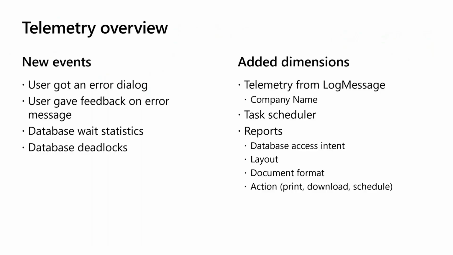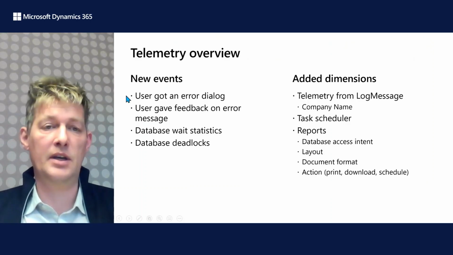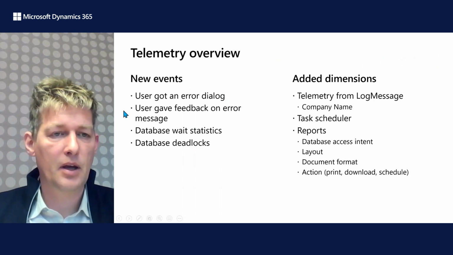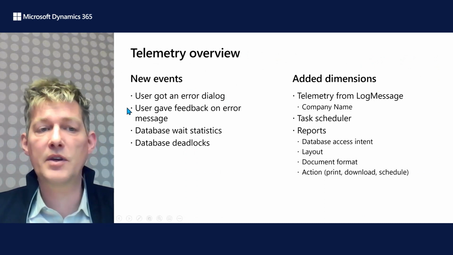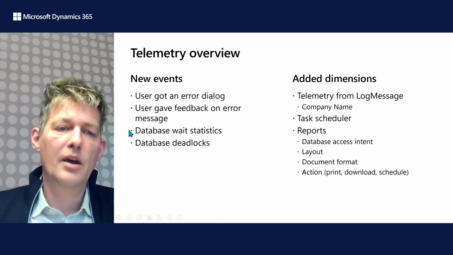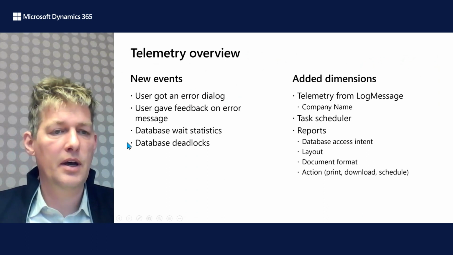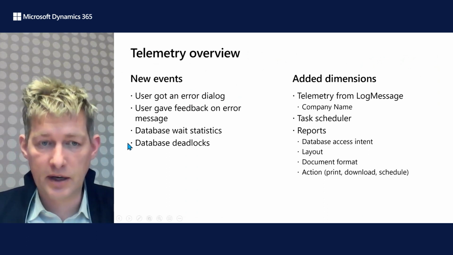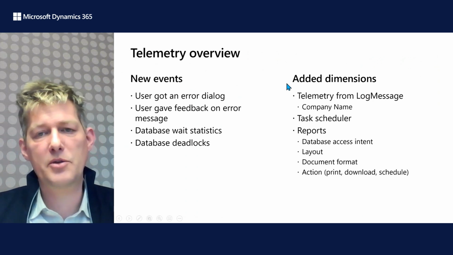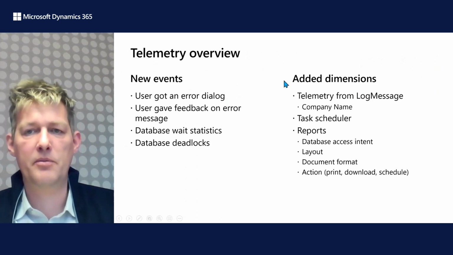And then for actual data, you have some new events in 2022 release wave 1. You have telemetry on errors. So you now know if a user got an error dialog, you can see what error message it was, if that error message is privacy compliant. You can also see which users gave feedback on error messages. You can see database wait statistics if you are logging that to telemetry, and you can see if you're getting any database deadlocks.